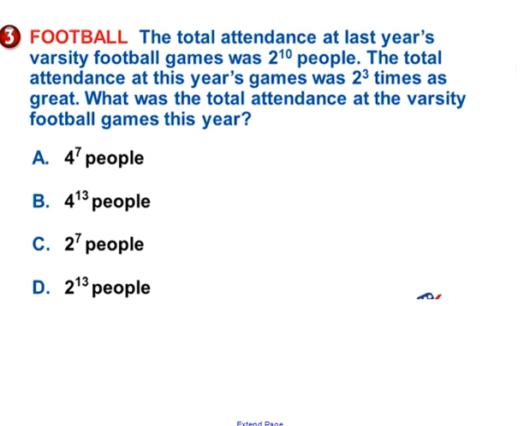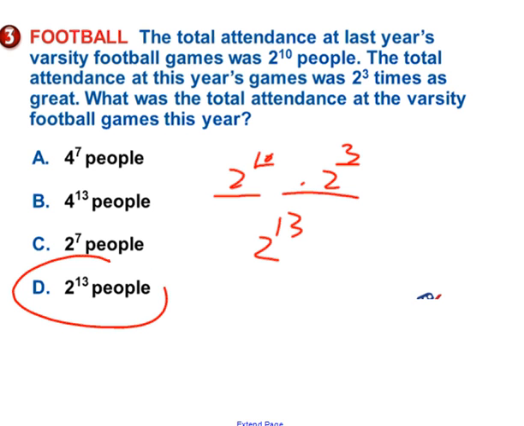The total attendance at last year's varsity football games was 2 to the 10th. The total attendance at this year's games is 2 to the 3rd times as great, so I'm going to multiply it by 2 to the 3rd. So I've got 2 to the 10th times 2 to the 3rd becomes 2 to the 13th. 10 plus 3, 2 to the 13th. Letter D is the correct answer.